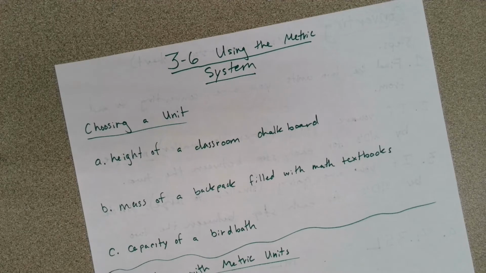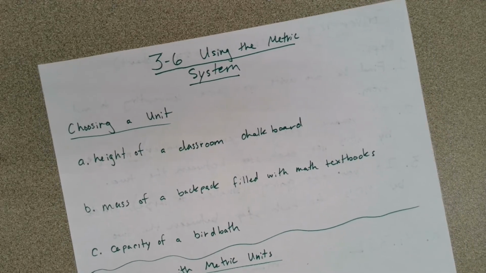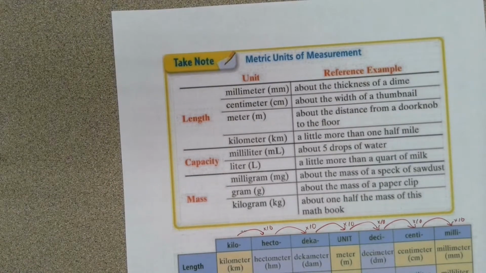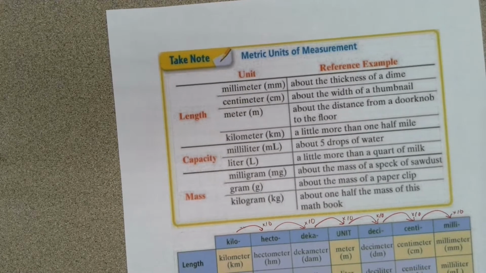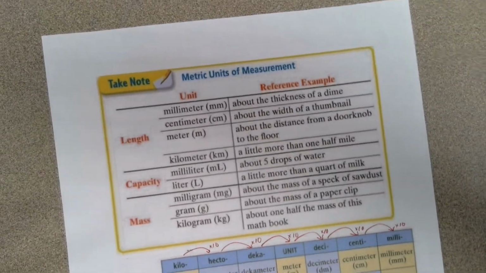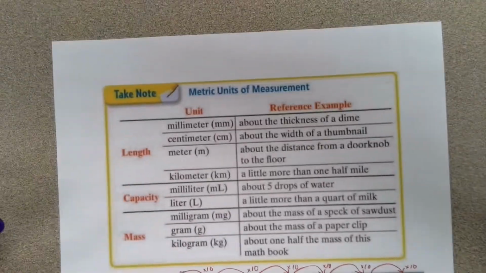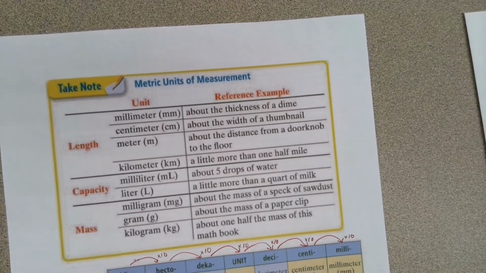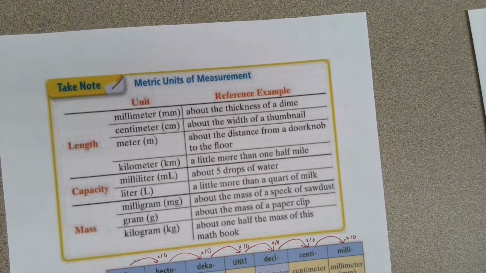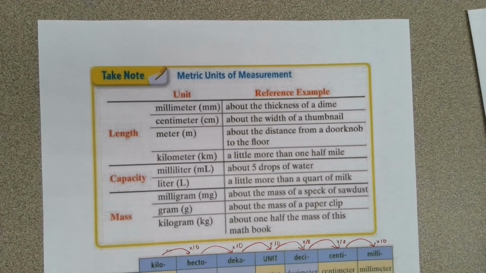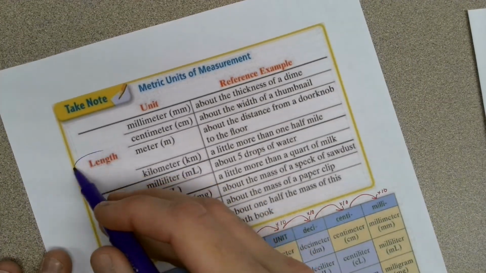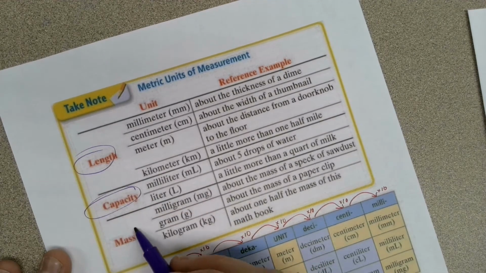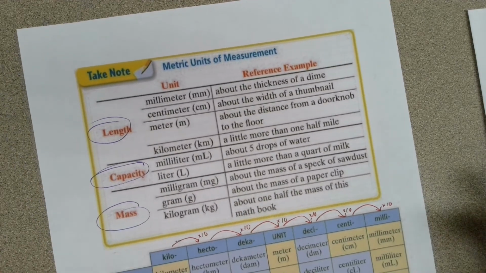So a lot of today is figuring out our way around the metric system, looking at some different things, and then eventually we'll get to converting. For the most part, we're just going to try to familiarize ourselves with the metric system. So right away, I'm going to look at this right here. This is our metric system. These are the basics here, our key metric units. So we have one category that talks about length, one that talks about capacity, and one that talks about mass. Those are going to be our three big ones that we're going to talk about.